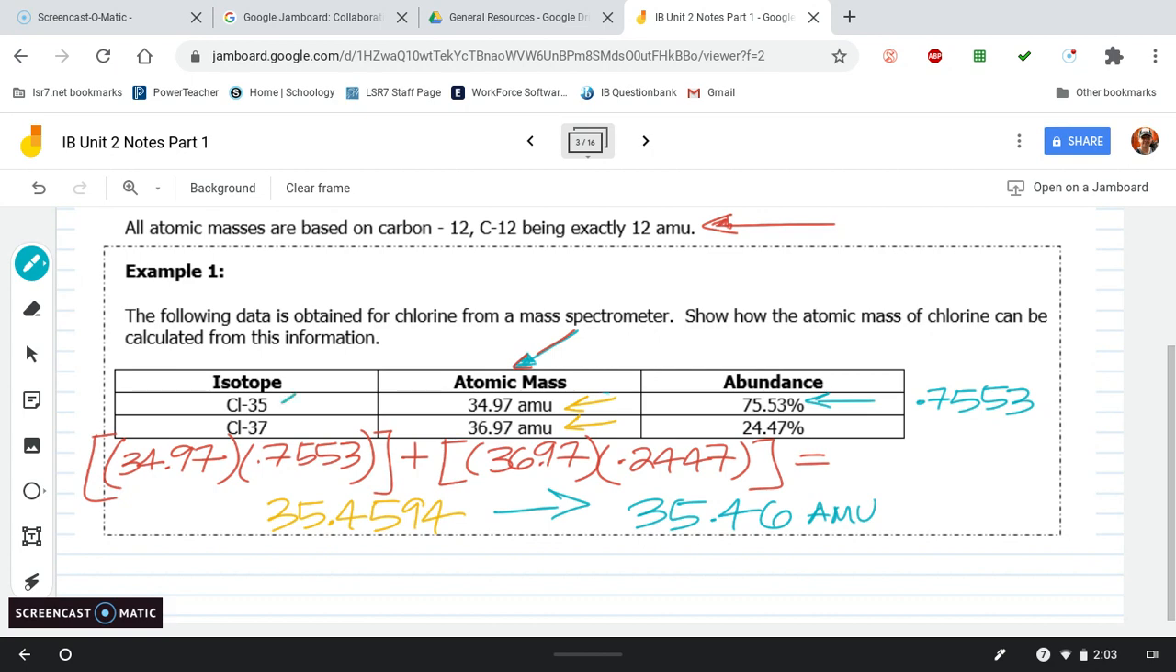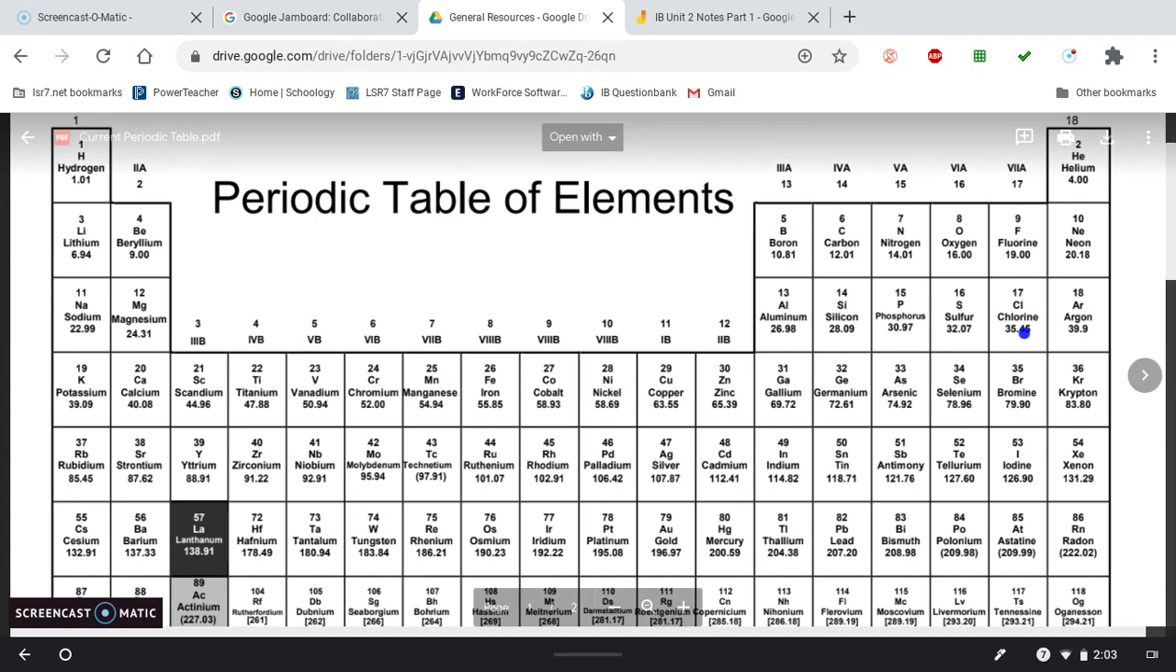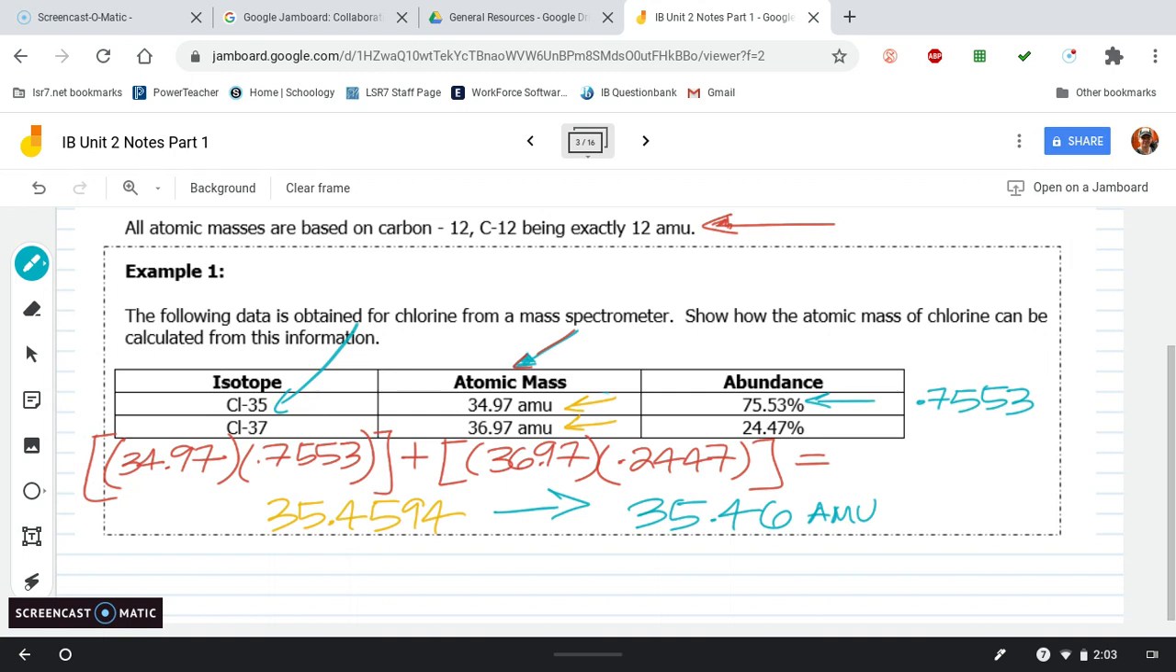Well, it's chlorine. So let's go ahead and look chlorine up over here. And there you go, 35.45. I think I'll take it. It's only off by 1/100th. All right, so that's pretty good. We can feel good about that, right? So pretty easy skill. Shouldn't be too tough for you.